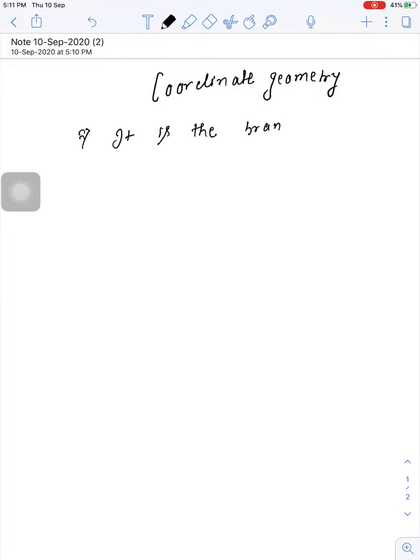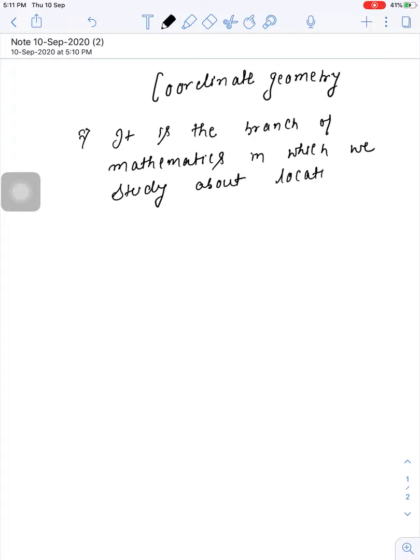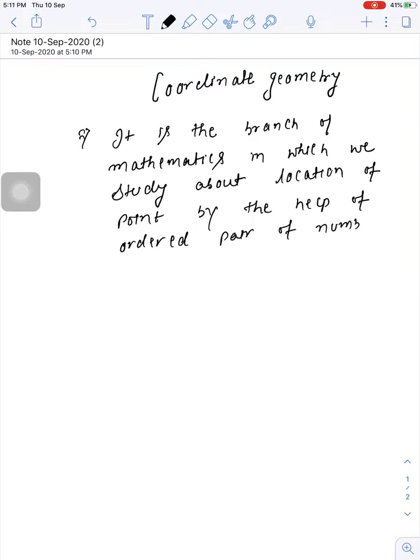Then it is the branch of mathematics in which we study about the location of point by the help of ordered pair of numbers. Okay, so this is the definition.